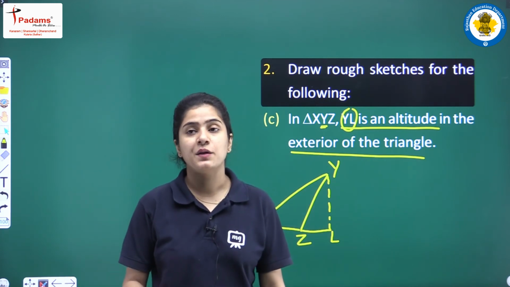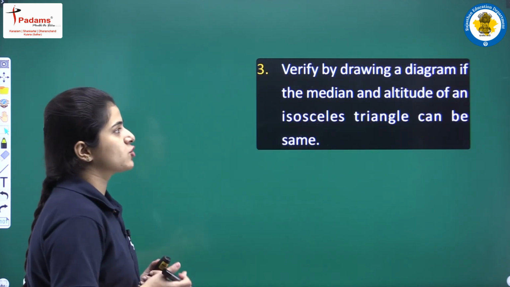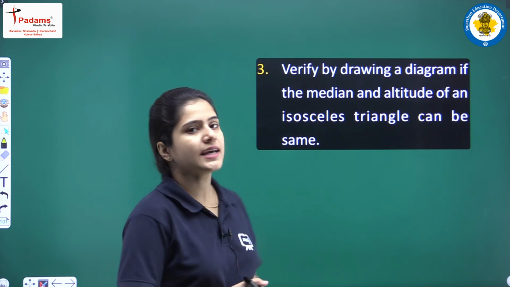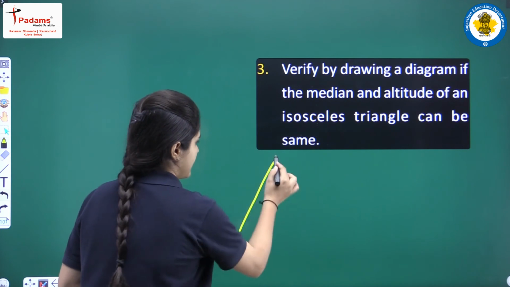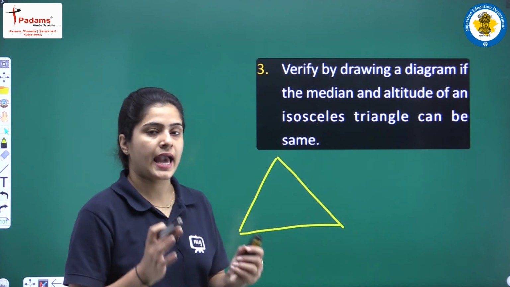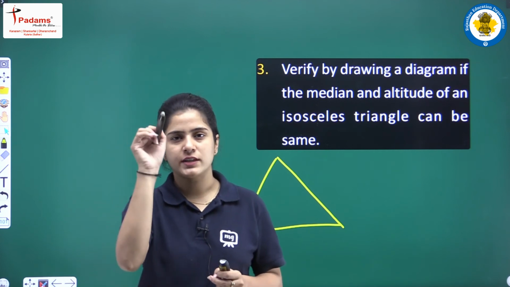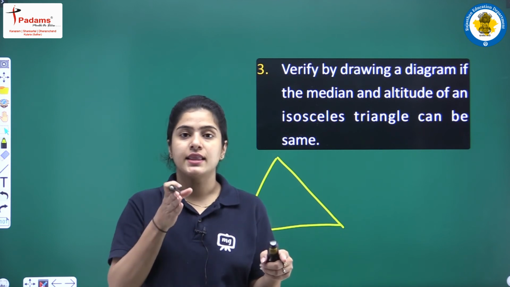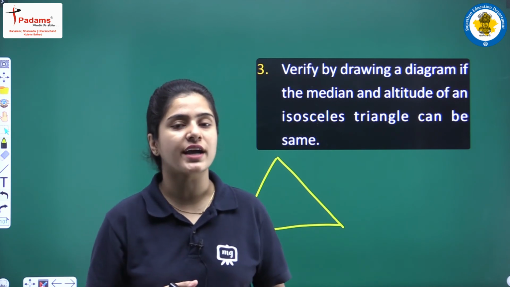Okay students, looking at the next question, question number 3. Verify by drawing a diagram if the median and the altitude of an isosceles triangle can be the same. Okay, so you have to draw the isosceles triangle first, in which two sides are equal. Now draw the altitude and the median. Can these two be the same? For example, if there is an altitude which is meeting the opposite side at the midpoint of that side, then clearly it is also the median of the triangle.